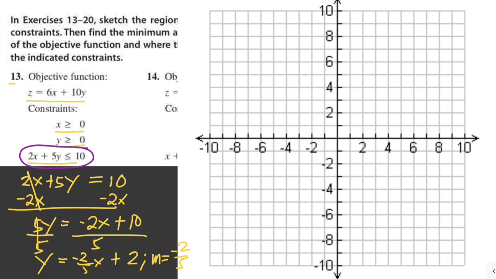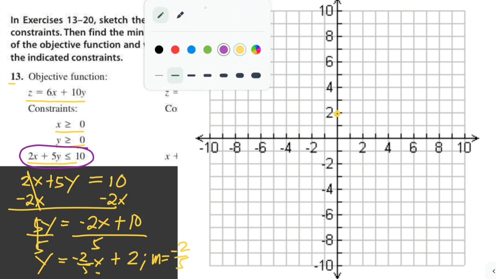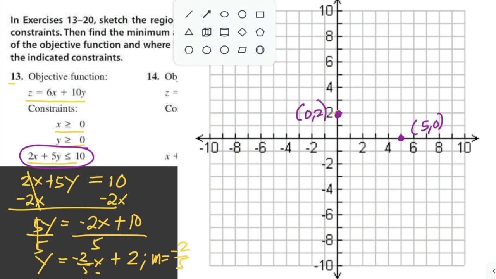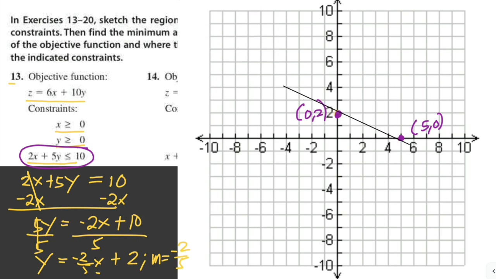So let's try graphing this: y equals negative 2 over 5 x plus 2. When x is 0, we substitute 0 here, so y is 2. When x is 5, y is 0. So this one is (5, 0), and this one is (0, 2). And then we draw our line here.